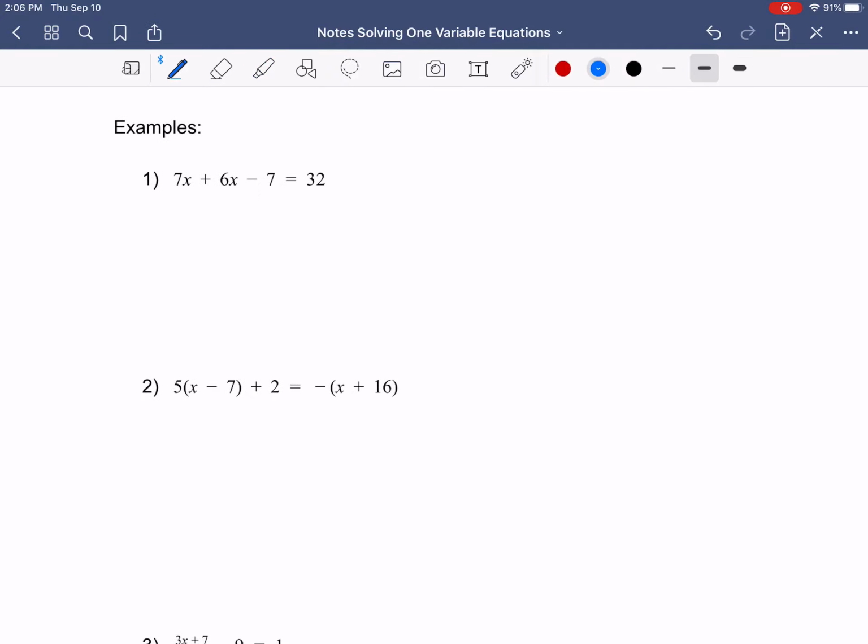Okay, so for number 1, it says 7x plus 6x minus 7 equals 32. So I go down that checklist. Are there fractions? No. Are there parentheses? No. Are there like terms on the same side? Yes, I have like terms on the same side of my equal sign. For some people, it helps to draw a line showing there are two sides of the equal sign. So I'm going to add what I have on this side. 7x plus 6x is 13x minus 7 equals 32. All right, so I just combined like terms.